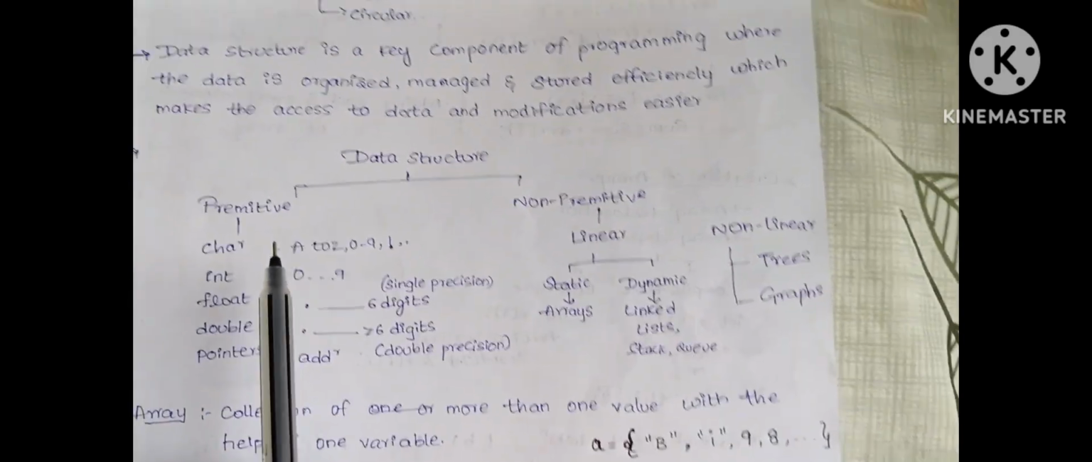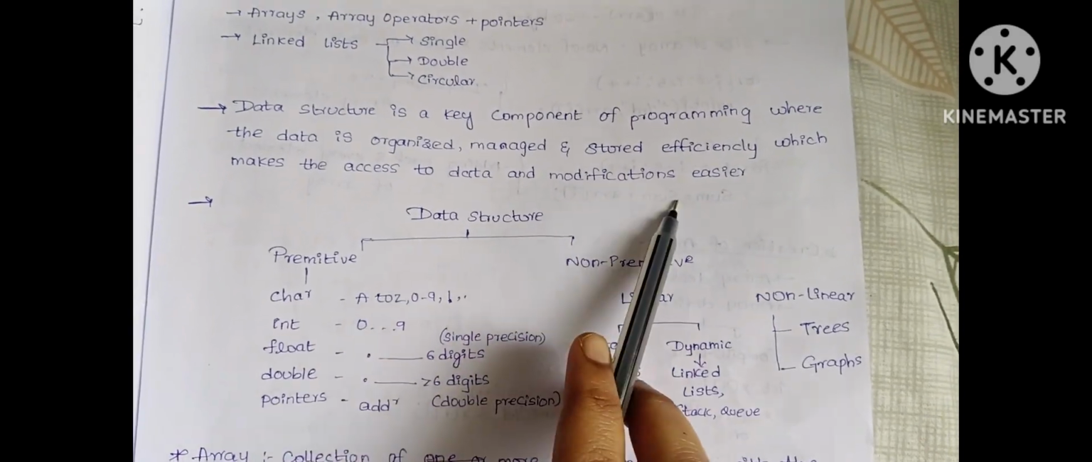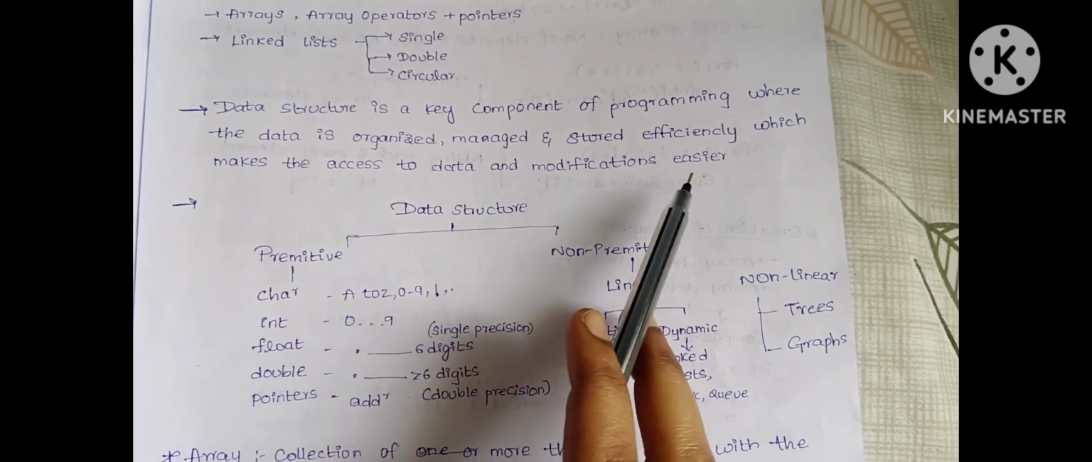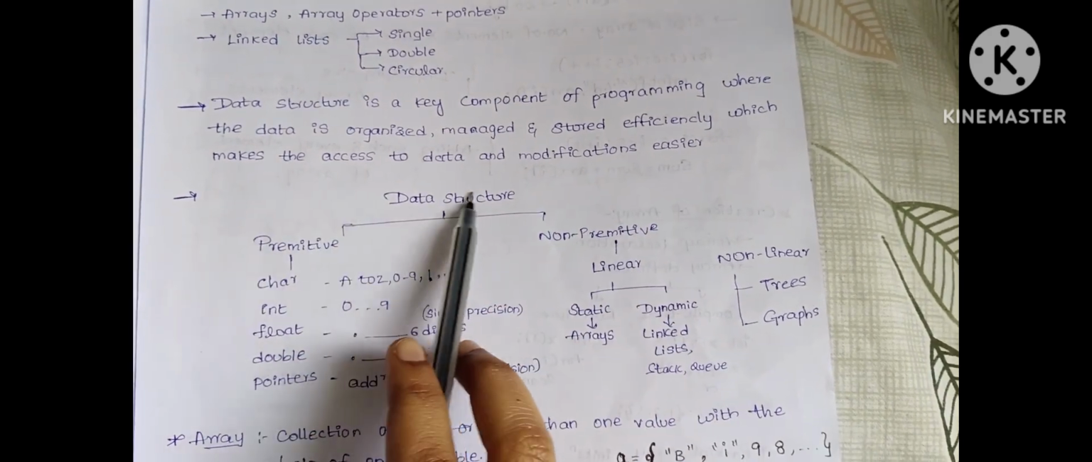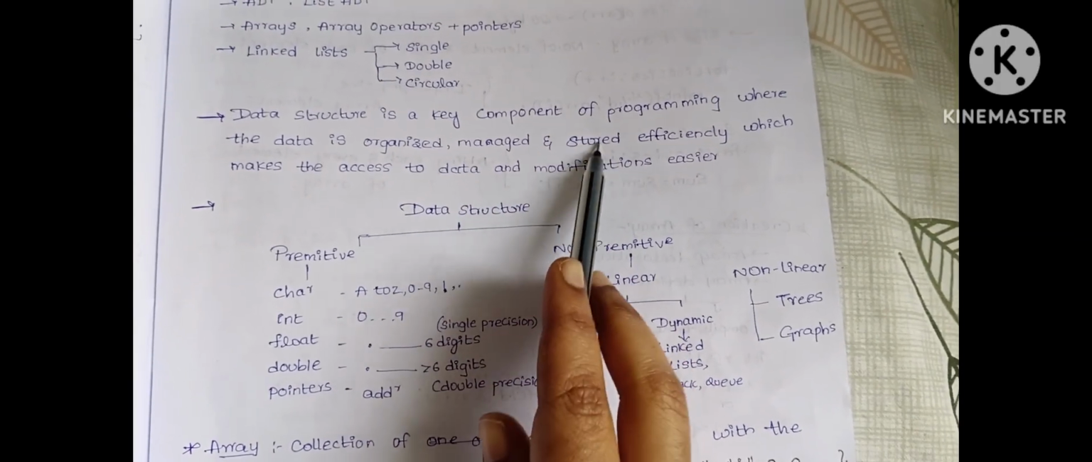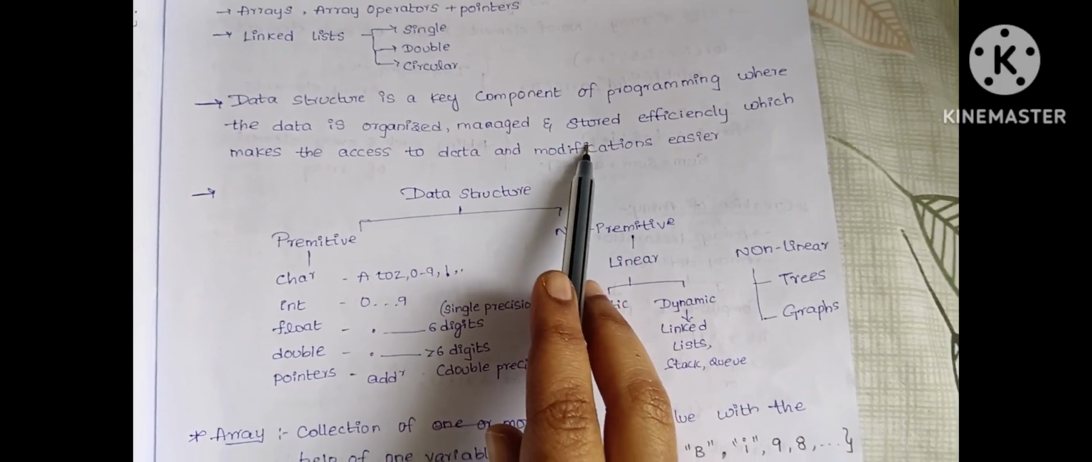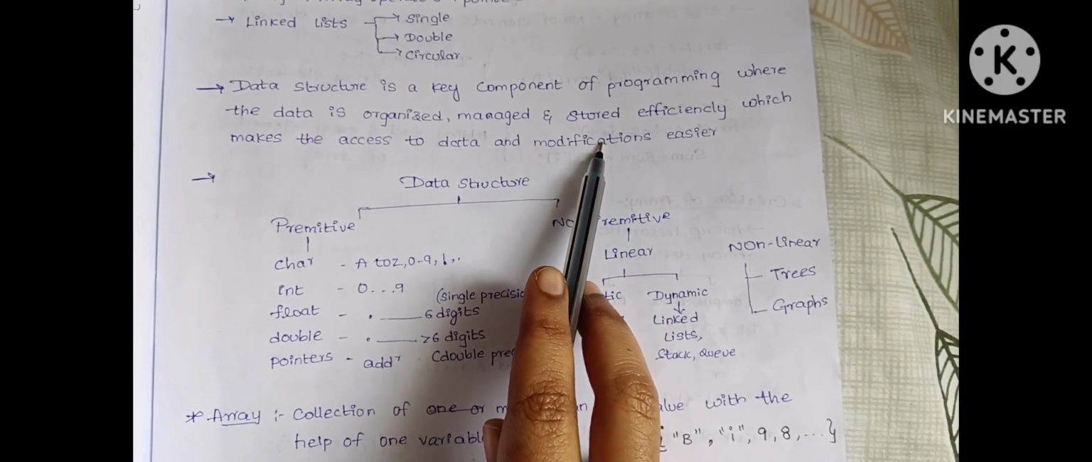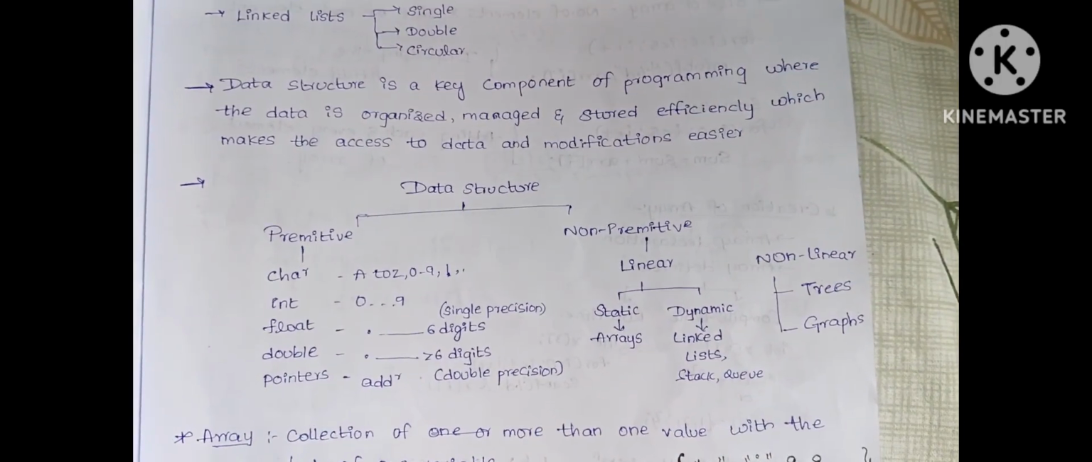So data structure is a key component of programming where the data is organized, managed, and stored efficiently, which makes access to data and modifications easier. So this is the main definition of data structures. Make a note of it. It may be asked in your examinations for 2 marks or 1 mark. So make a note of it.